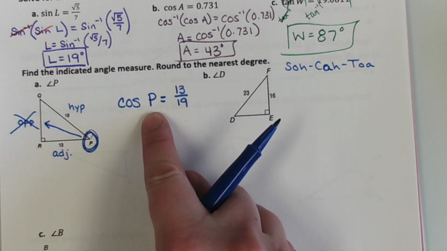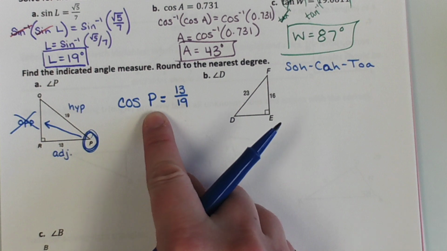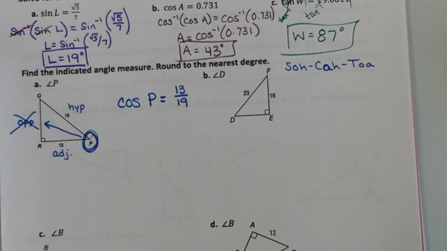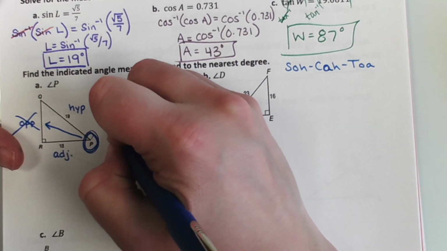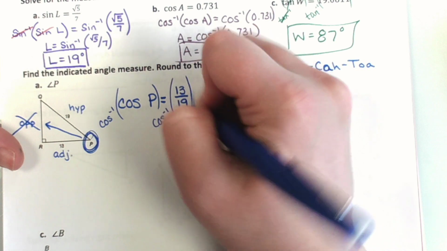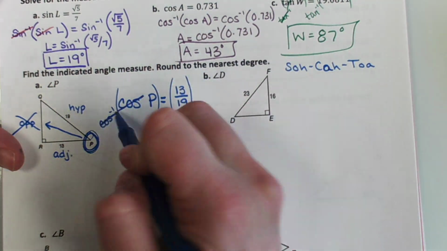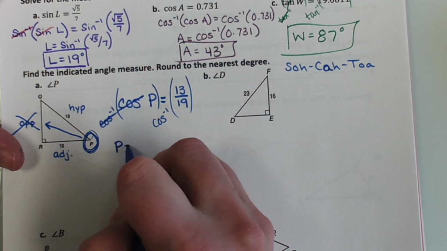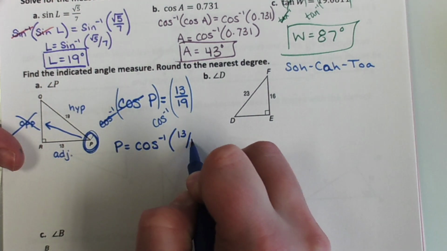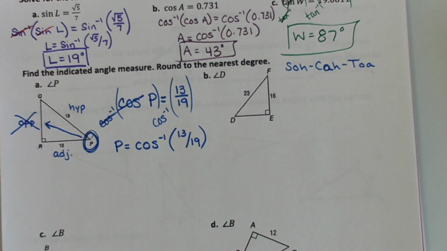My variable's here. Cosine needs to go, so to get rid of cosine, inverse trig. Inverse cosine specifically. I do it the lazy way and write it like this. It always goes in front of things. I'm left with P on that side. On this side I have cosine inverse of 13/19. I type it into my calculator.